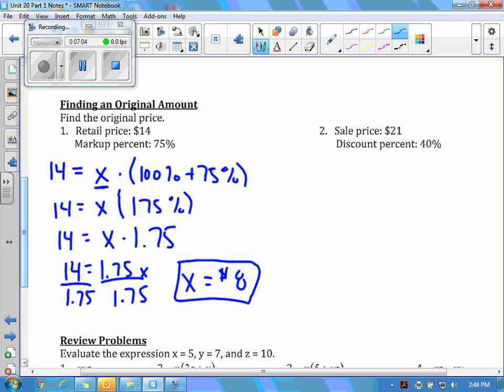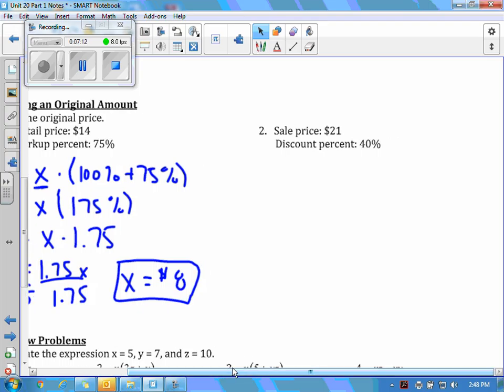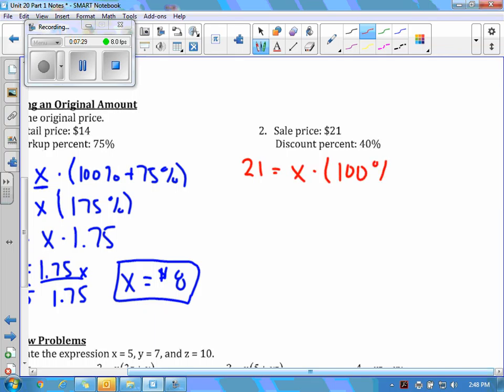Now, I wanted the original price before a markup, so it makes sense that my $8 would be less than that $14. Looking over at number 2, it's the same kind of problem, except now we're given a sale price after a discount. So we want to find the original before we did the discount. So X will be replaced with the sale price this time, and now I'm looking for the original. I have 100%, which is my original amount, and this time it's going to be minus 40 because it's a discount.